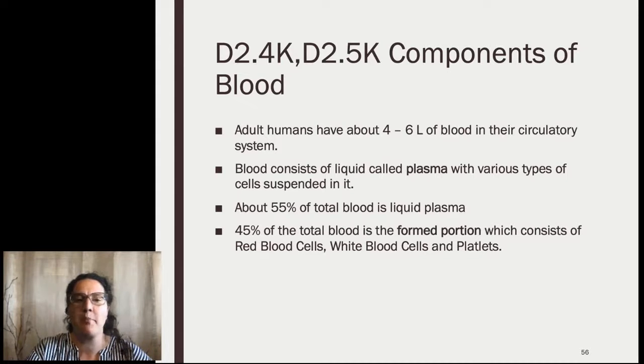So humans have about 4 to 6 liters of blood in their circulatory system, and it consists of plasma with various types of cells suspended in it. About 55% of our total blood volume is plasma. The other 45% is red blood cells, white blood cells, and platelets.